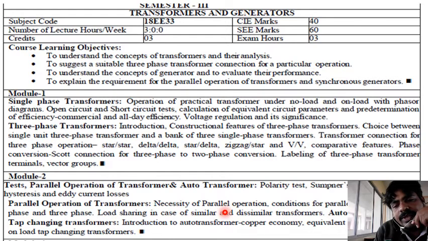In the first part you are going to study 2 tests: one is the polarity test and another one is the Sumpner test. And how the losses are found out by conducting these tests, that is the separation of hysteresis and eddy current losses, you are going to study.